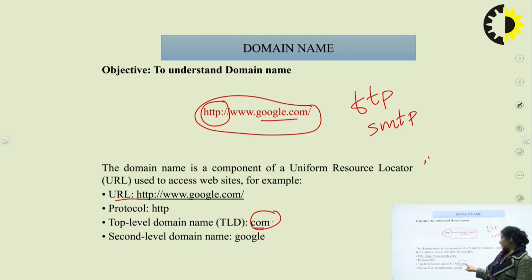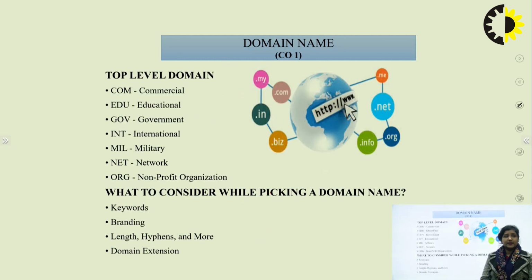We can have many names instead of .com. Let's see this. If I am using .com, it means I am using it for commercial purposes. Edu, we are using it for educational purposes. If I write .gov, government purposes. INT, international purposes. MIL for military. NET for network. And ORG for non-profit organizations. So for that we can use it.